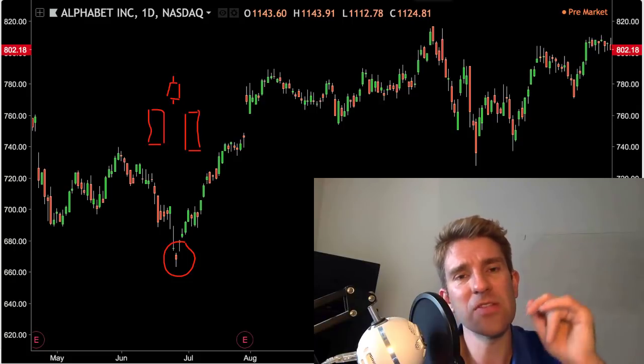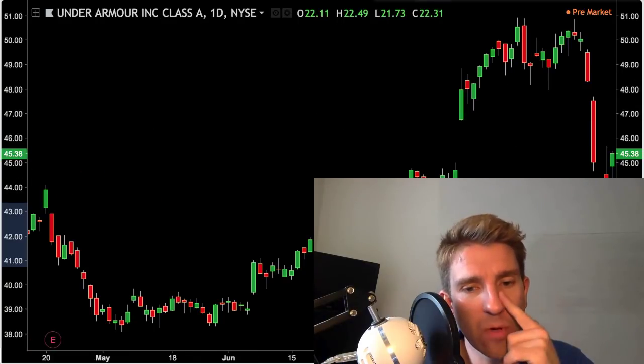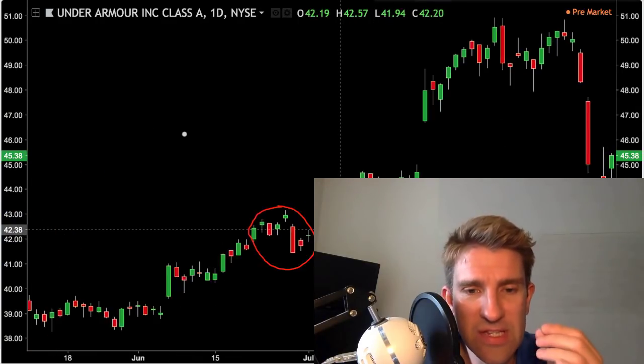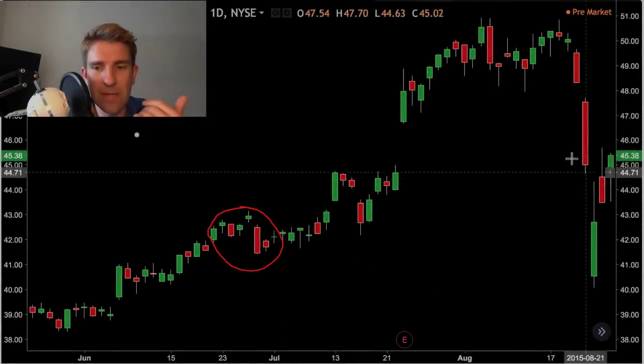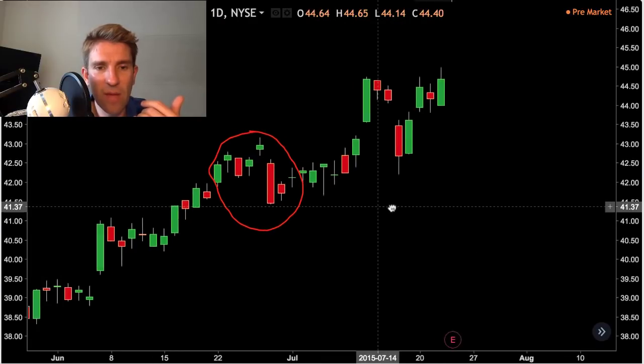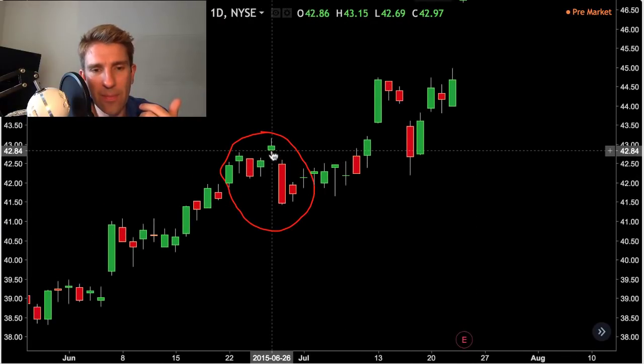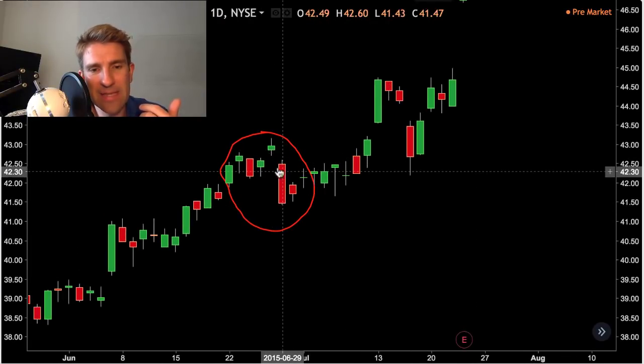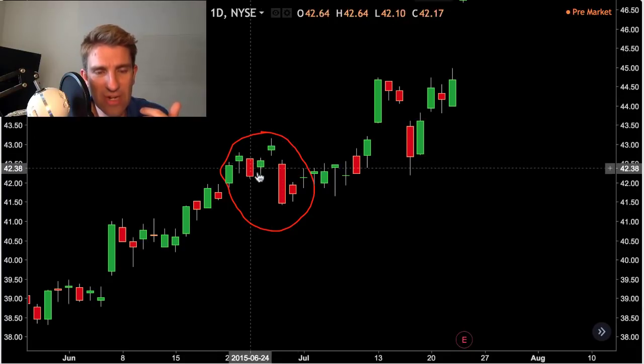Anyway, let's have a look at some others. Let's look at a failed one as well. I've got a failed one for you here on Under Armour. So this is technically still an abandoned baby pattern. If I zoom in again on this, we can get a better view. This is Under Armour on a daily. So we get the gap up and we get the gap down. So this here strictly is an abandoned baby.